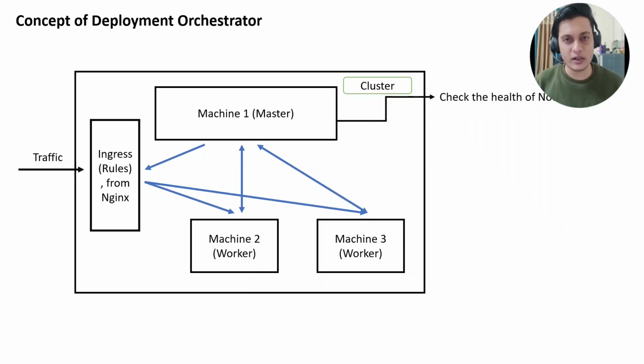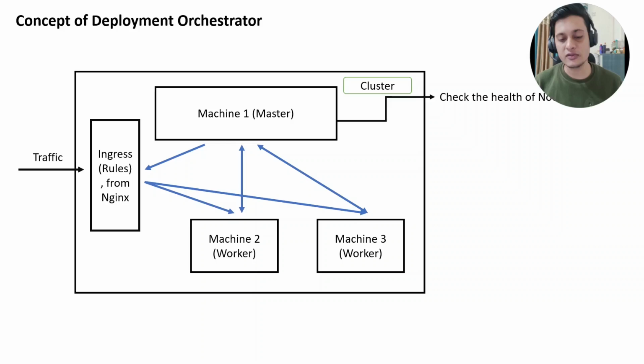So in a deployment orchestrator, there is one master node. The nodes are nothing, just machines. Okay, so there are the master node and the worker nodes. Worker nodes can be multiple, and master nodes can also be multiple. But here we have only one. Okay, so here we have the master node.